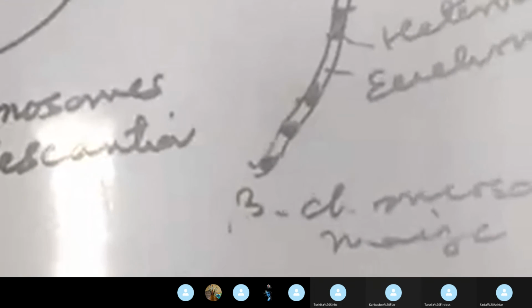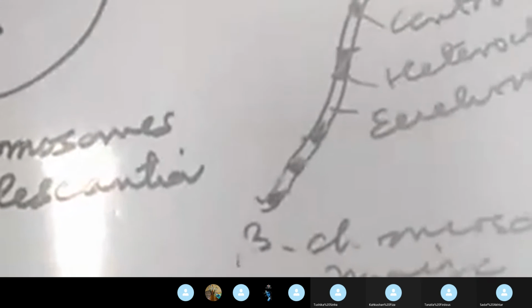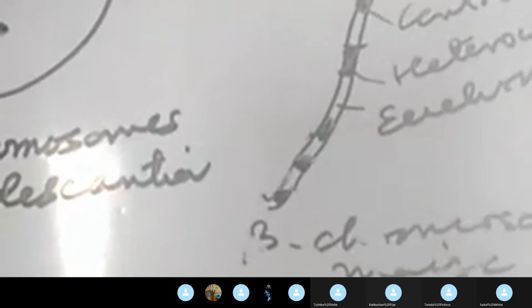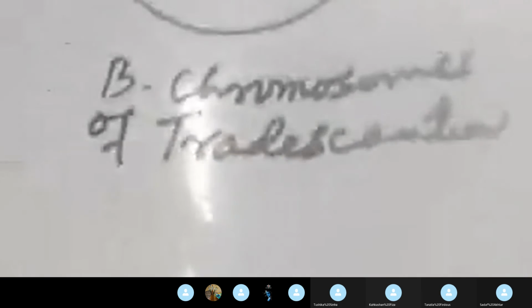Okay, so mostly they are acrocentric, and the chromosome may consist of both heterochromatic and euchromatic parts, or it may consist of only the euchromatic part, as in the case of the Rhoeo discolor B chromosome. Now look at the various features of the B chromosome. The various features I have written here.